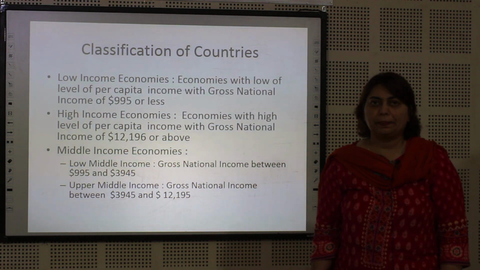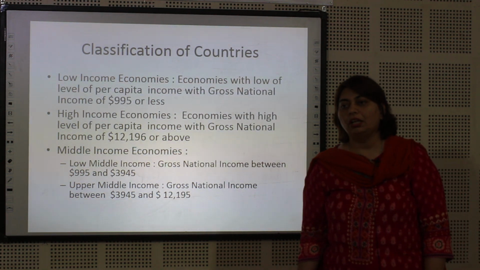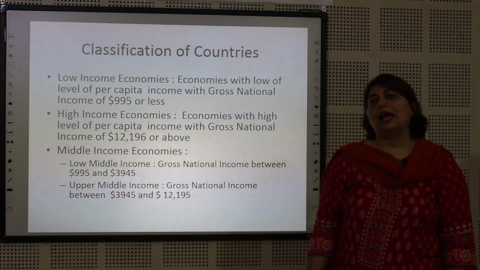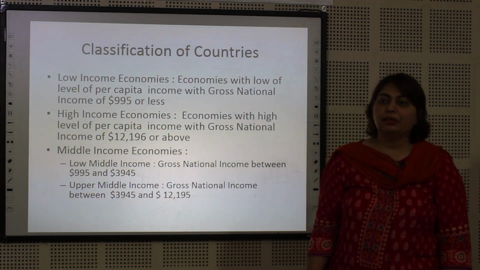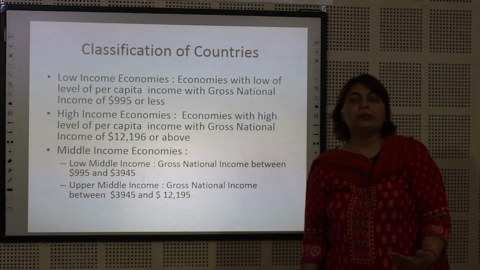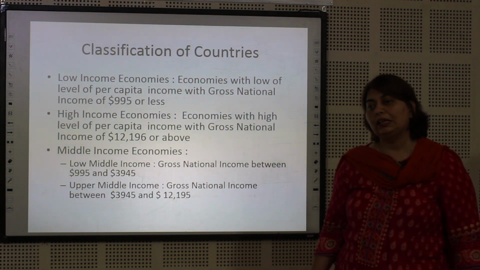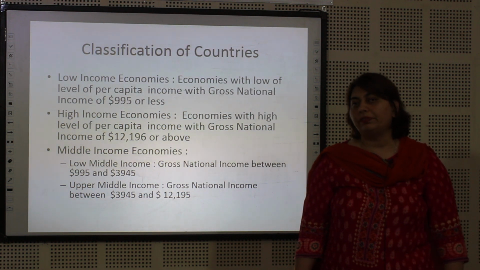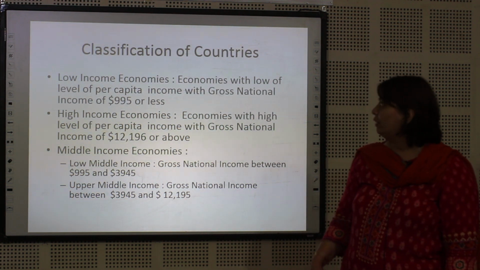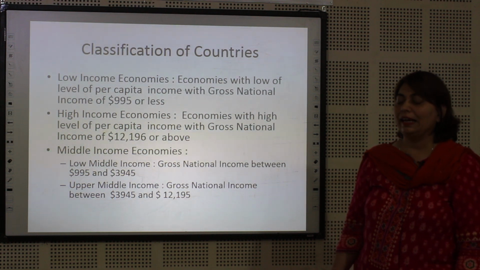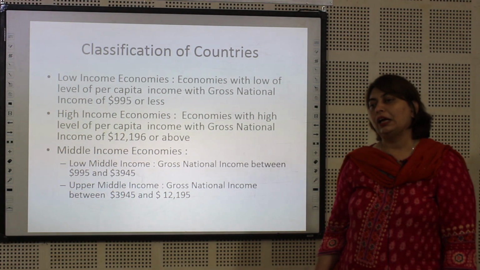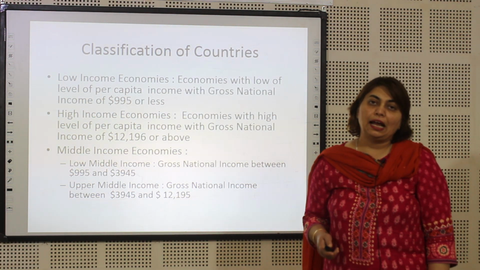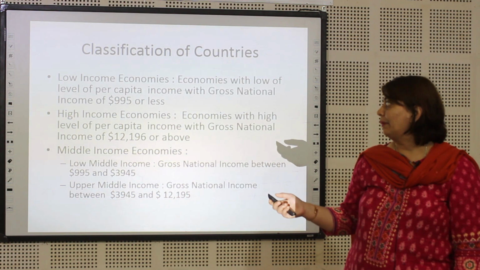countries are classified. Countries are classified based on the level of per capita income. So, they are classified as low income, middle income, high income. In middle income also there is a classification as lower middle and upper middle. If you look at the range of this income level, you would see that it ranges from $995 to $12,195. So, how do we actually analyze an economic environment?